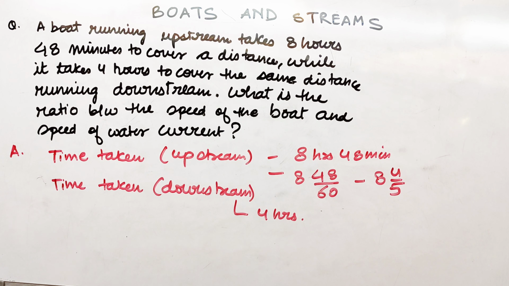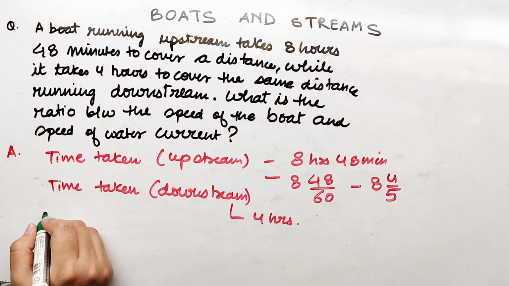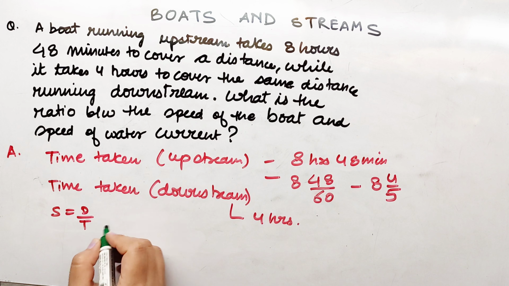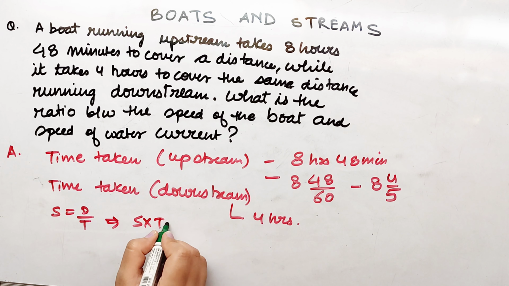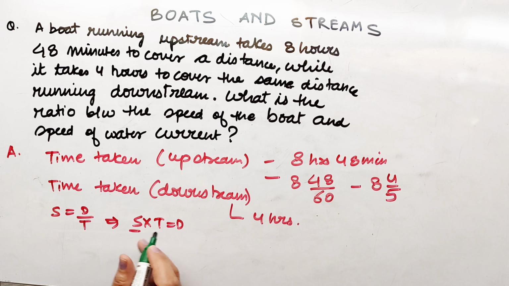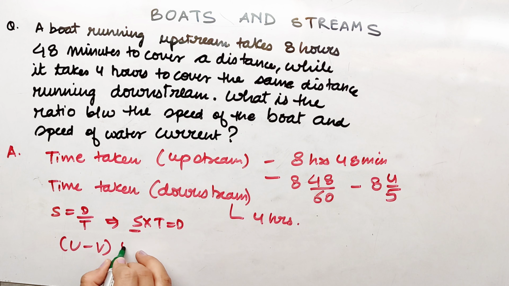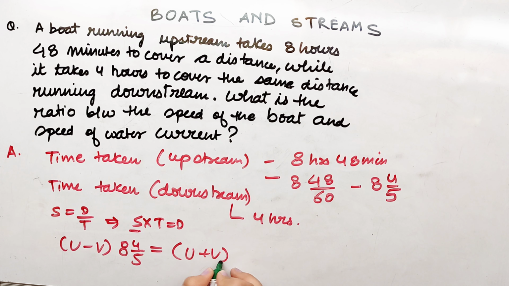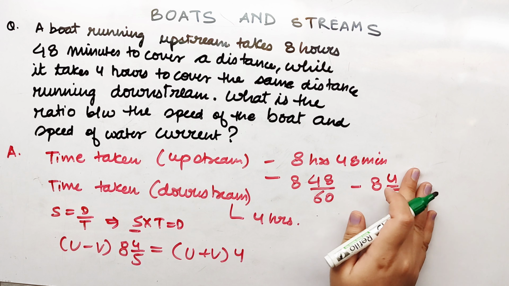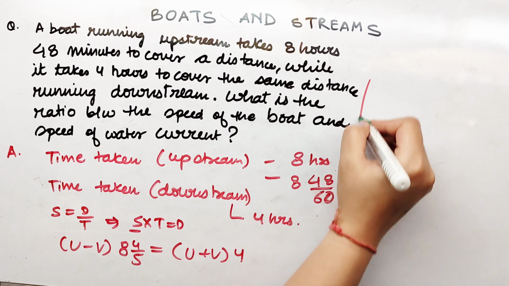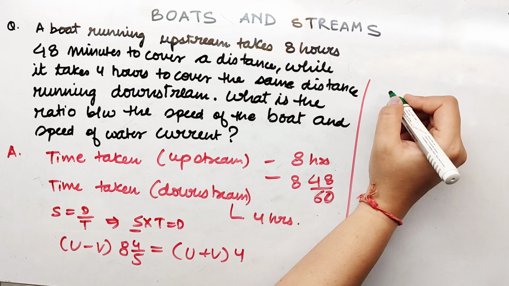And now the question says they have traveled the same distance. So here we are asked what is the ratio between the speed of boat and speed of water. Okay, so speed of boat will be denoted by u and speed of water will be denoted by v. And now here we will be making two equations, one for upstream and one for downstream, and since the distance is same, that means we can put both the equations in front of each other. That means one side there will be speed multiplied by time for upstream, and the right hand side will be speed multiplied by time for the downstream.